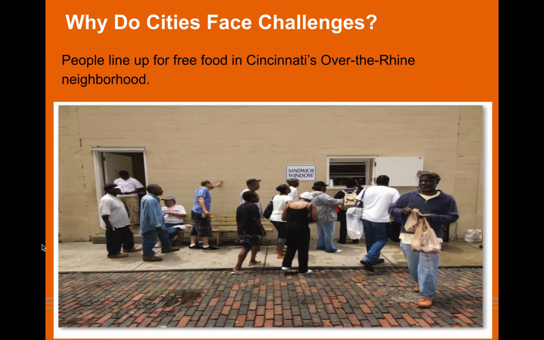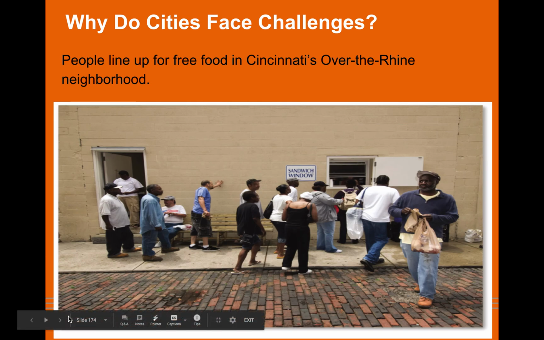And again, we can see in Cincinnati, here is a case where they're lining up for food distribution, which is free food, and I'm not sure what this place is. Oh, it's Over-the-Rhine neighborhood. It's in an area that's being gentrified, and so it's a neighborhood bakery that's offering free food to the underclass.